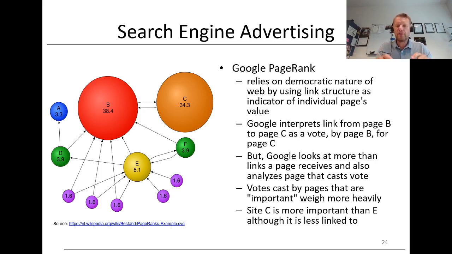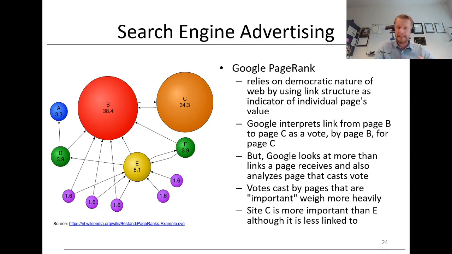But Google also looks at more than just the links themselves. It also looks at the page that casts the vote. You can see the importance as measured by the PageRank is reflected by the size of the circle. In this small figure, pages B and C are very important because they are represented by big circles. And C is considered very important by Google PageRank, despite having only one incoming link. But the incoming link comes from a very important page, which is page B.